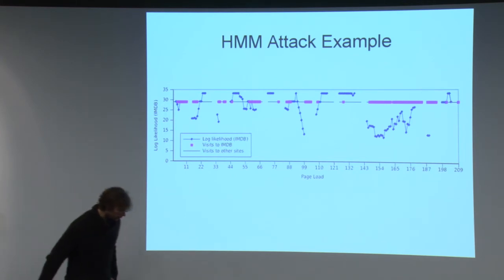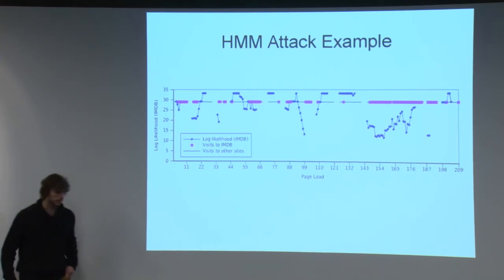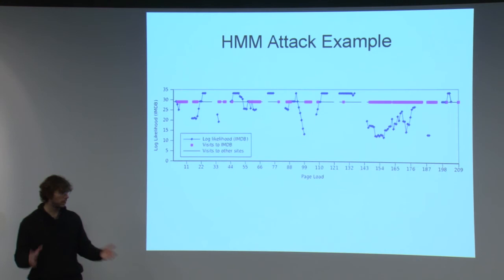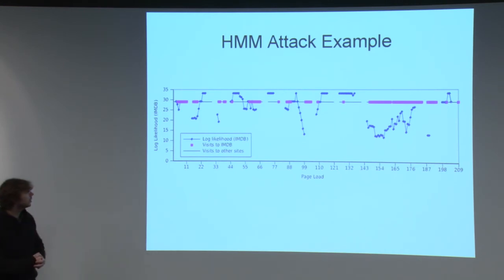Actually, this is an interesting idea. Let me try to summarize. Your idea is to build an aggregate model of multiple websites and how users tend to transition from website to website, and you were suggesting a hierarchical HMM for that. That's an interesting idea. We haven't pushed on that.